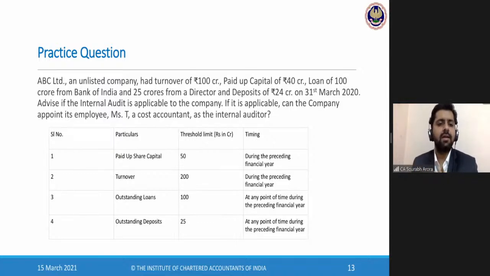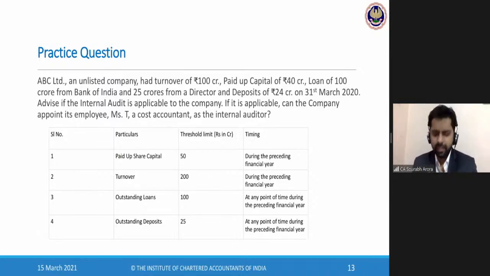So this is again an unlisted company. The public limited company had turnover of 100 crore rupees, but the limit for turnover is 200 for the internal audit to be applicable. Paid up capital of 40 crore rupees, paid up 50 crore is the limit over there. Loan of 100 crore from Bank of India and 25 crores from a director. Now this is a little dicey.